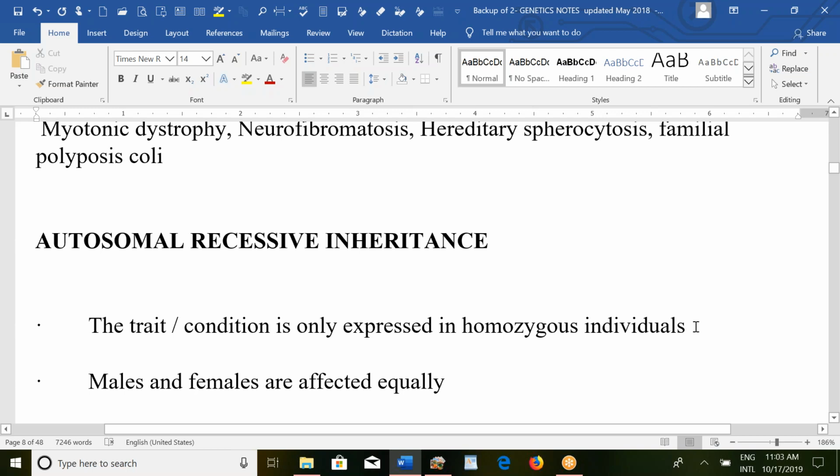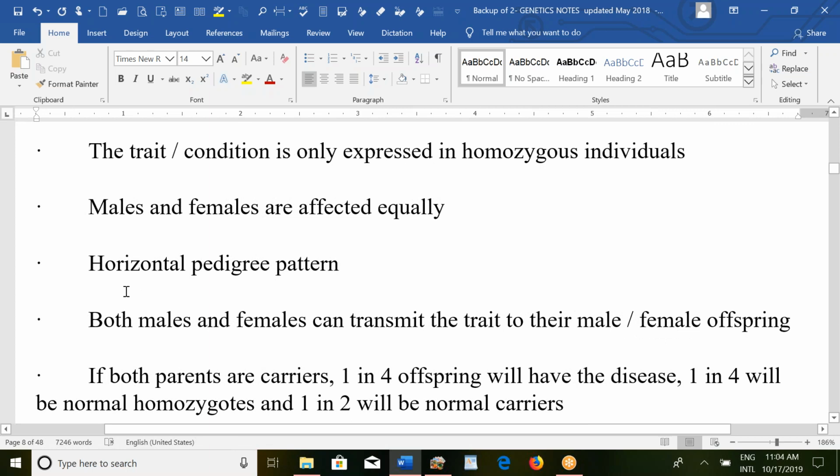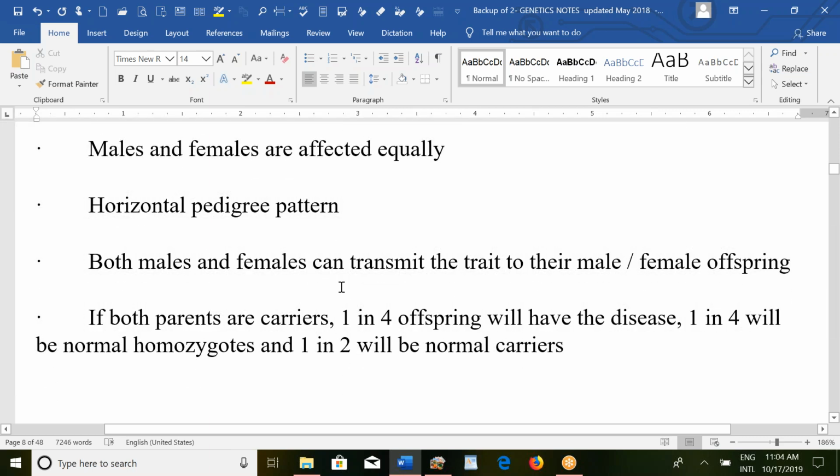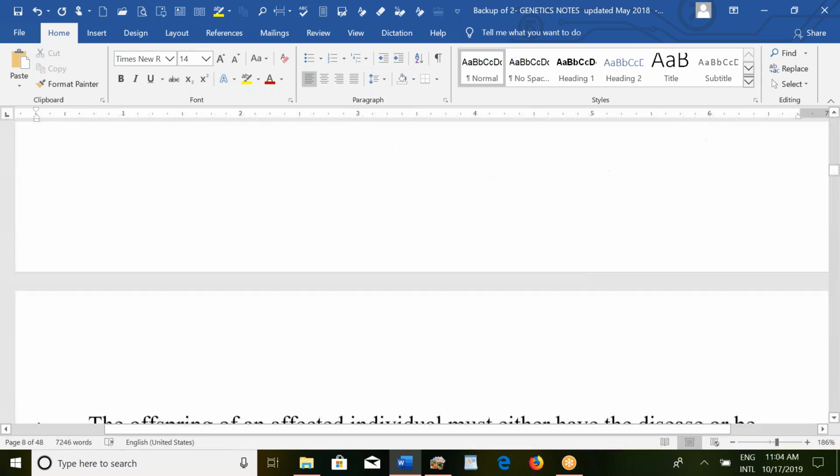Then the next mode of inheritance, autosomal recessive. As we saw above, the trait or condition is only expressed in homozygous individuals. Males and females are affected equally. There is a horizontal pedigree pattern, like two will be carriers, one will be affected, one will be fine. Both males and females can transmit the trait to their male and female offspring. If both parents are carriers, 1 in 4 offspring will have the disease, 1 in 4 will be normal homozygous and 1 in 2 will be normal carriers.